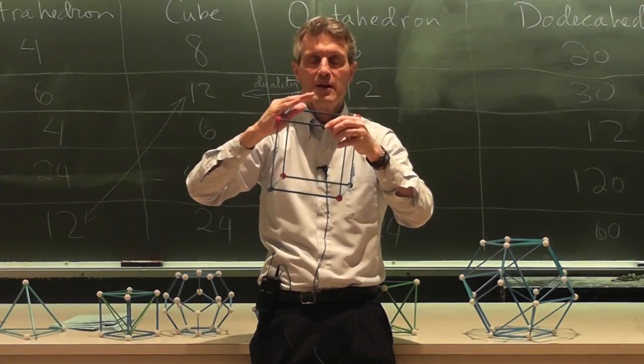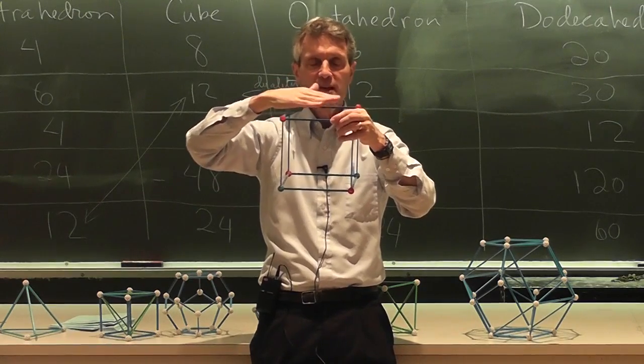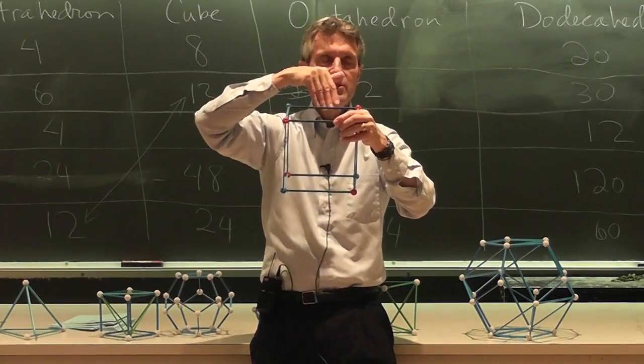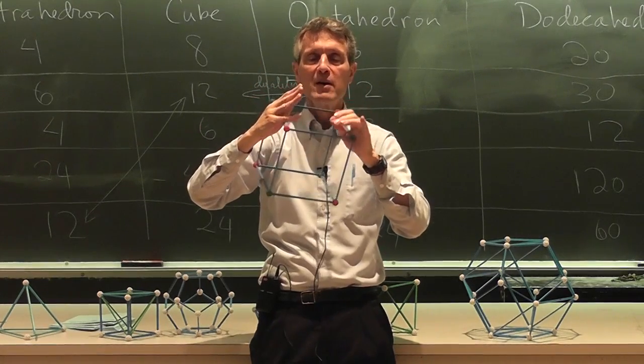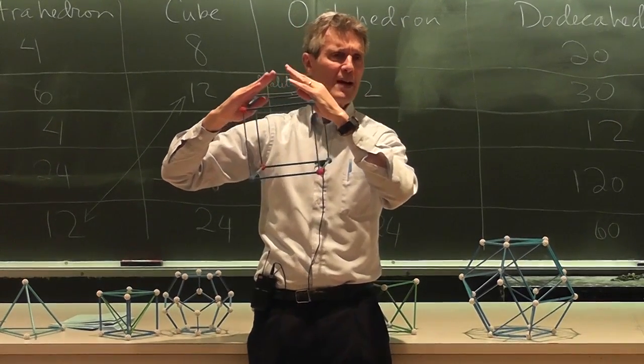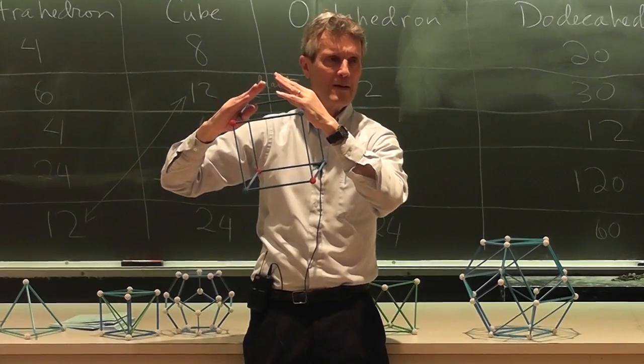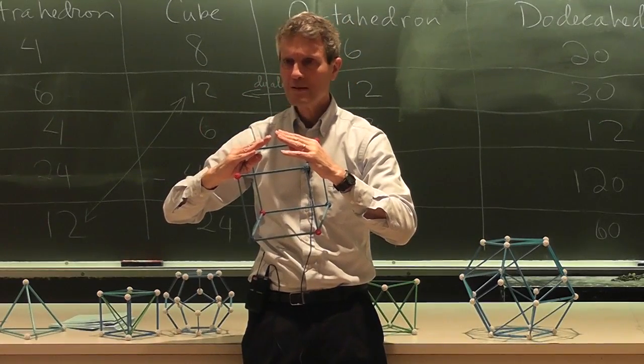And then the two opposite ones will have the same smaller angle, and these two will have the same bigger angle. So they'll make a kind of figure on top that I like to call a pup tent. Does everybody know what a pup tent is?